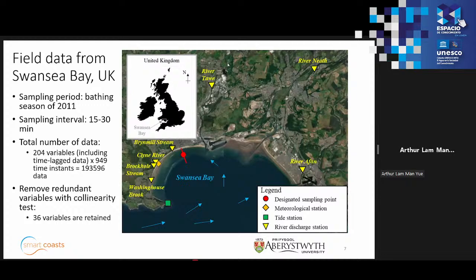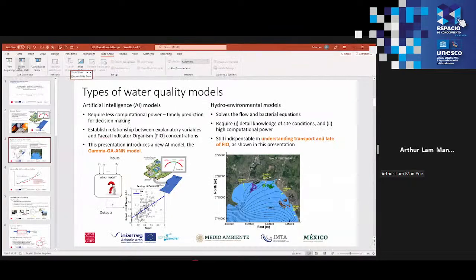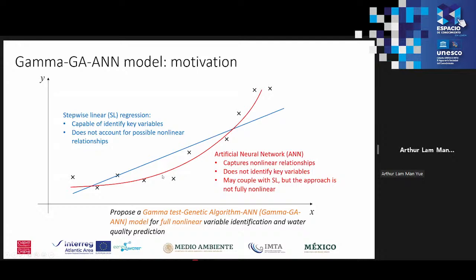So here I introduce the Gamma GA ANN model. Basically, the linear model can capture key variables, but it does not capture the possible nonlinear interaction between linear and nonlinear relationships. For the ANN model, we capture nonlinear relationships, but we do not identify key variables. So we introduce a new Gamma GA ANN model for full nonlinear variable identification and also water quality prediction.